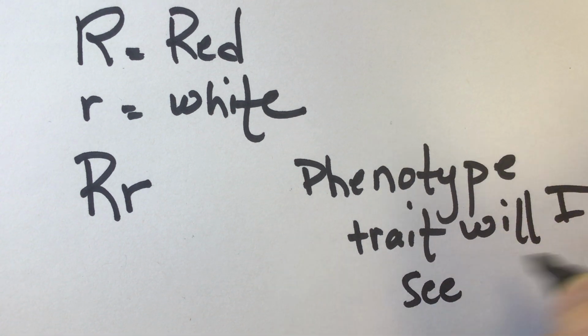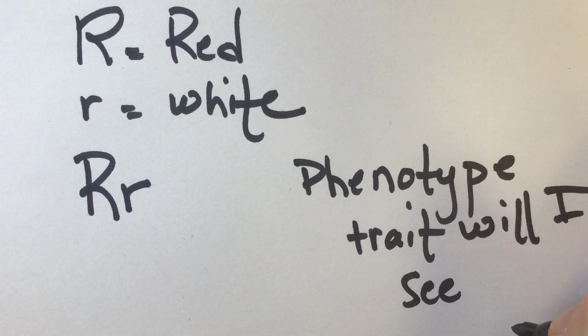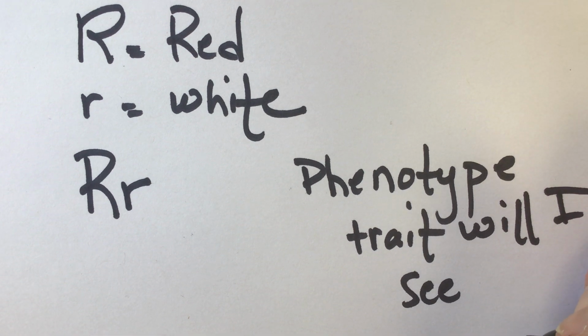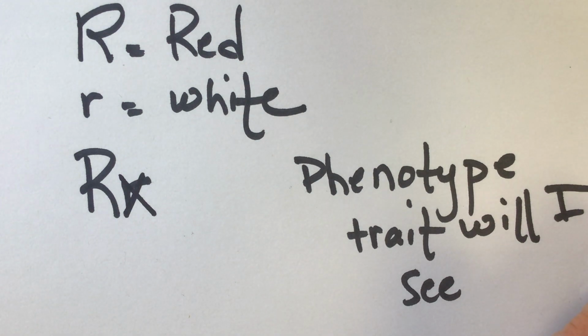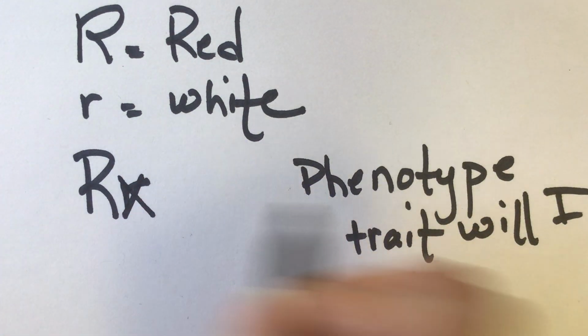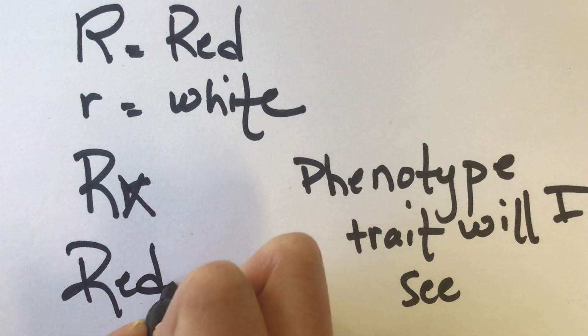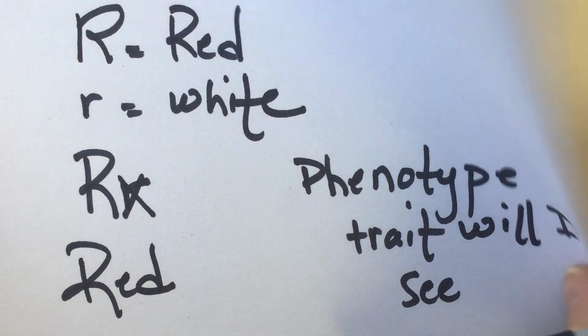And I was surprised at the number of you who said red and white. We never talked about a situation where both are showing. Remember, the dominant trait hides or masks that trait. So the capital R means that we are going to see a red feathered bird.